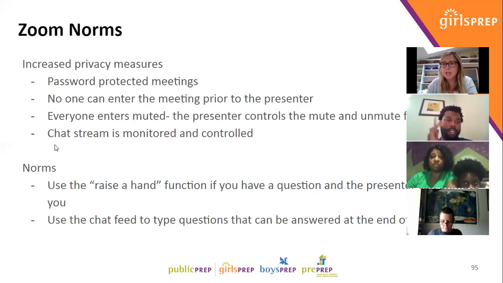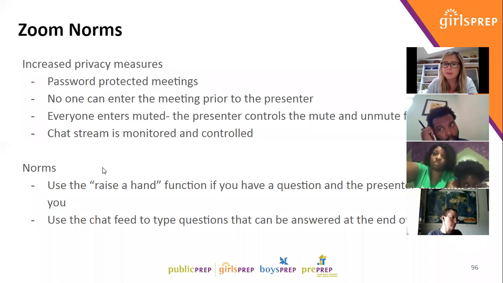So our Zoom norms haven't changed. We are recording it so that we can share with other families. That does mean that the chat feed is also recorded. I have now opened the waiting room so everyone can come in if they have the password. It is a password protected meeting. We ask that everybody keep our Zoom passwords private so that we can keep these meetings just within our community. As we're going through the presentation, if you've got a question, you've got two options. You can use the raise a hand function and we'll pause so that we can take your question, or you can use the chat feed to type questions that we can come back to at the end.